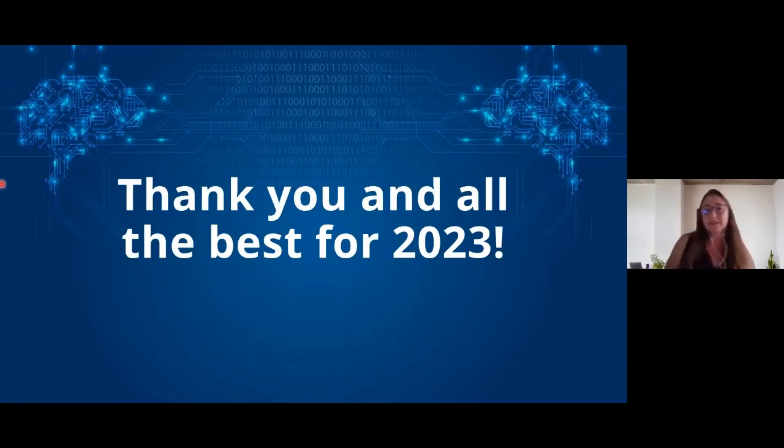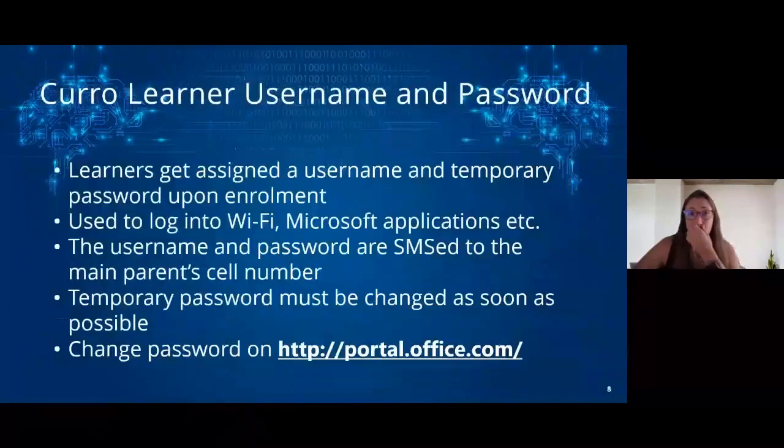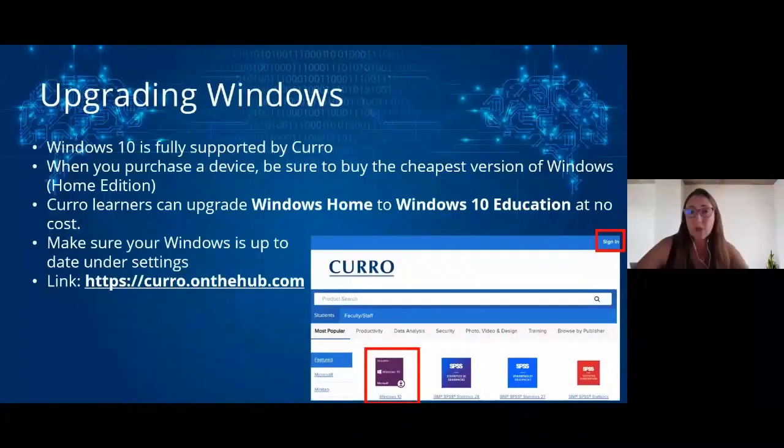Can you please explain upgrading to Microsoft Education again? Thank you. Yes, absolutely. So what we recommend is when you go and buy a device, you buy it with Windows Home. Windows Home is the basic operating system. You get lots of different versions of the operating system, and Home is the cheapest one. So if you buy it with Home, then thank you, whoever moved the slides, you can just go to curro.onthehub.com and follow the steps to upgrade from Home to Windows 10.